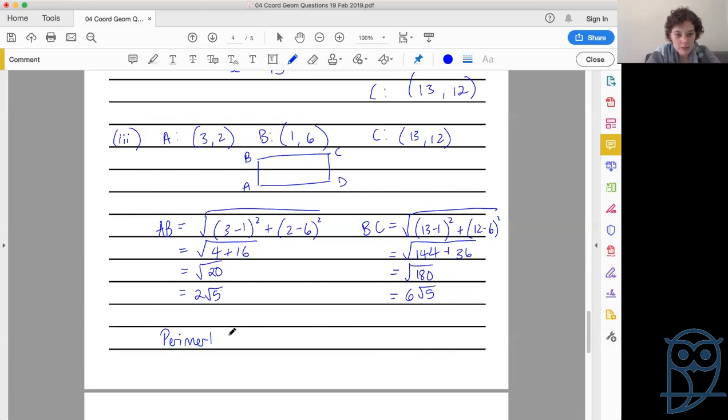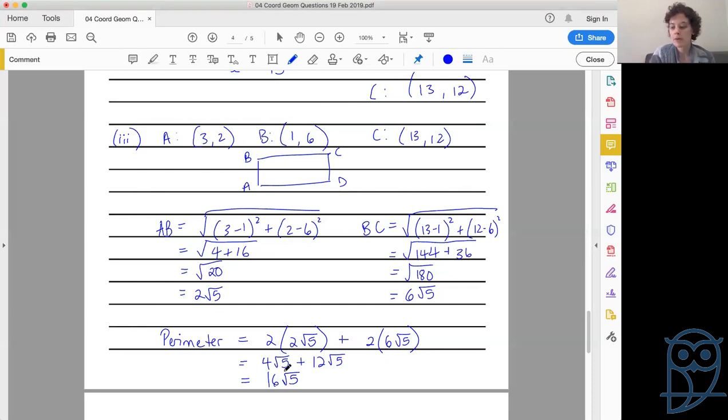Ooh, if you can even spell perimeter, it helps. No problem. Okay, perimeter equals 2 times 2 root 5 plus 2 times 6 root 5, which is 4 root 5 plus 12 root 5, which is 16 root 5. And we leave it like that.